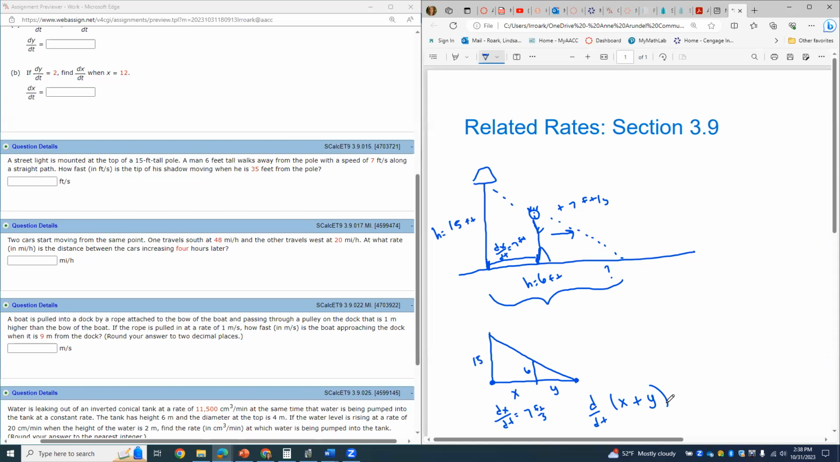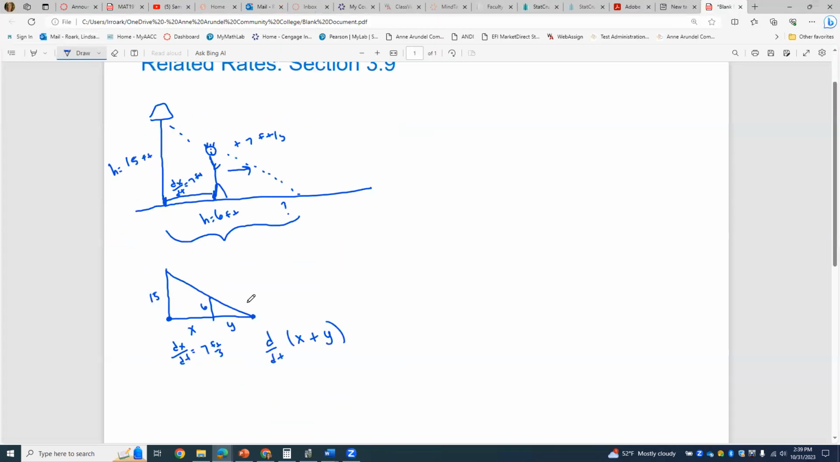Okay, so back to the drawing board. I don't even know how I would come up with an equation right now for y at all, let alone x plus y. So what do we do? Whenever we have this related rates problem, I'm going to move out of the WebAssign page because there's a lot going on here, right?